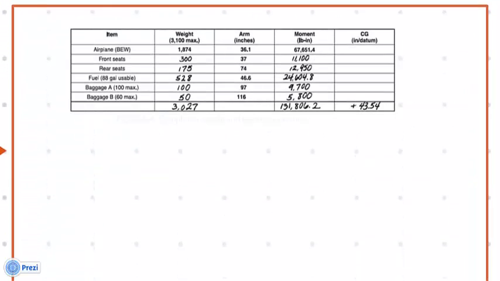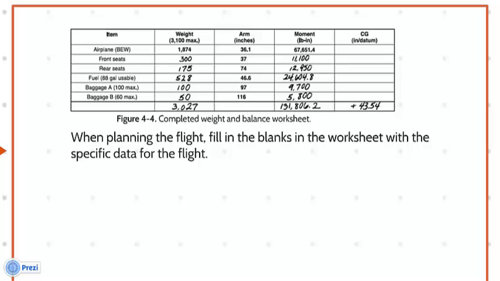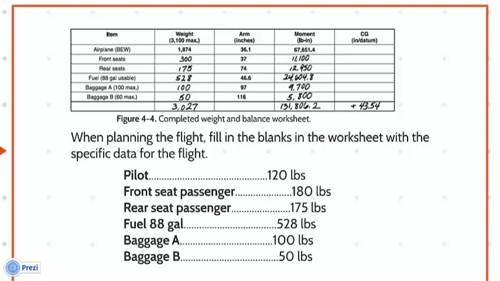When planning the flight, fill in the blanks in the worksheet with the specific data for the flight, similar to the example in Figure 4-4. Pilot, 120 pounds. Front seat passenger, 180 pounds. Rear seat passenger, 175 pounds. Fuel, 88 gallons, 528 pounds. Baggage A, 100 pounds. Baggage B, 50 pounds.